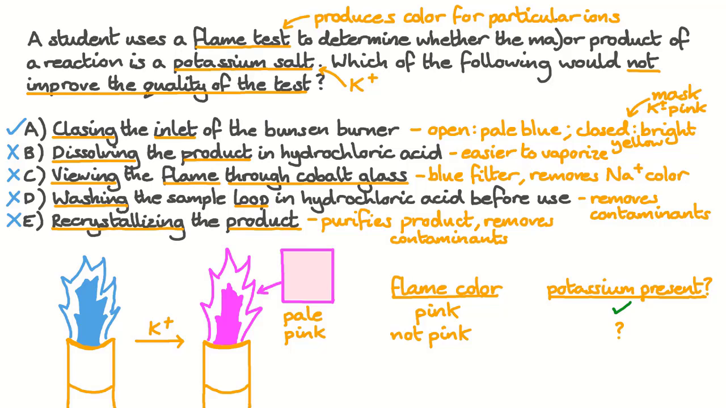So of the 5 options given, a student doing a flame test to check if potassium is present in the product should probably not close the inlet of the Bunsen burner in order to improve the quality of the test.